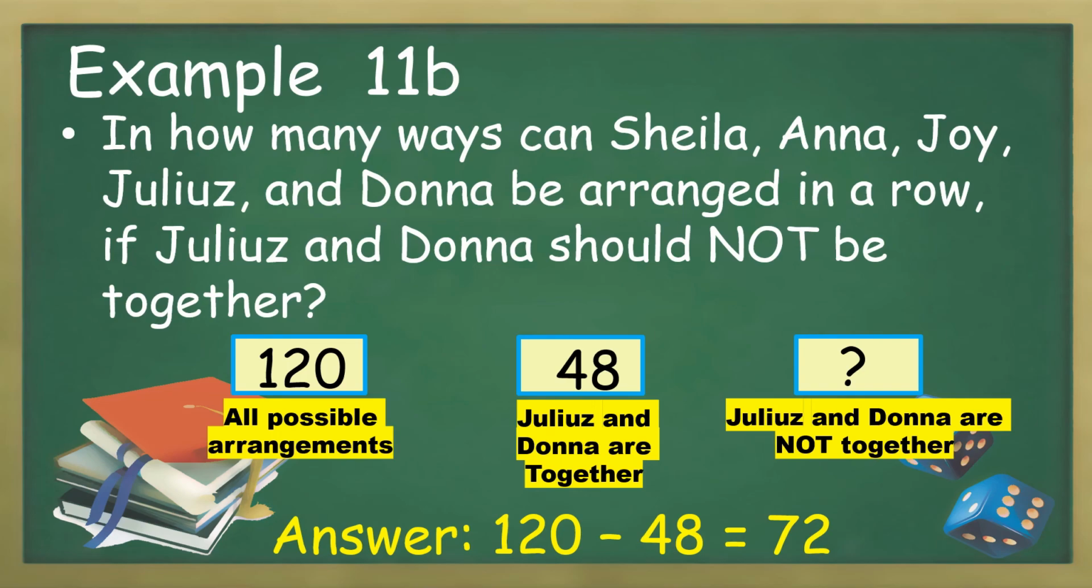So among the 120 arrangements that we can have with these 5 persons, 72 of those arrangements are arrangements where Donna and Julius are not together. 48 of those arrangements are arrangements where Donna and Julius are together.